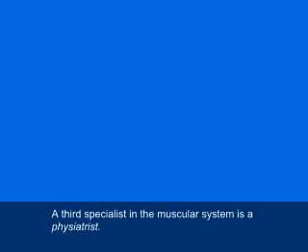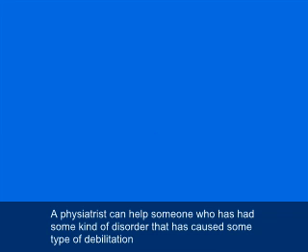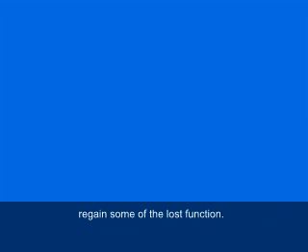A third specialist in the muscular system is a physiatrist, PHYSIATRIST. Now, a physiatrist is a specialist in rehabilitative medicine. A physiatrist can help someone who's had some type of disorder that's caused some debilitation regain some of the lost function. So a physiatrist is a specialist in rehabilitation.